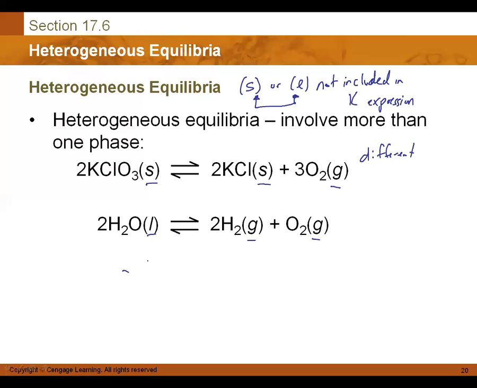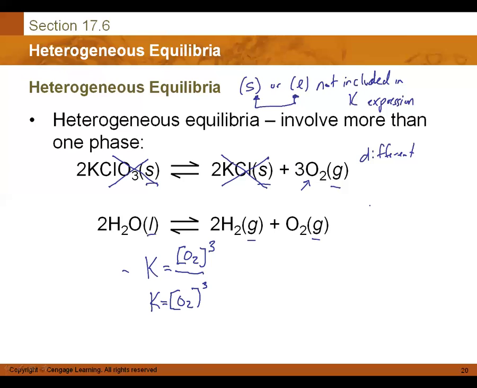If we were to write our equilibrium expression here for our first one, it would still be our products over reactants. In the case of our products, we would not include this one because it's a solid. We would include this one, so we would take the concentration of O2 and cube it. Now we would normally take it over our reactants, right? But when we go to our reactant side, this one is also a solid, so we would not include it either. So the correct K expression for the top one would be just O2 cubed.